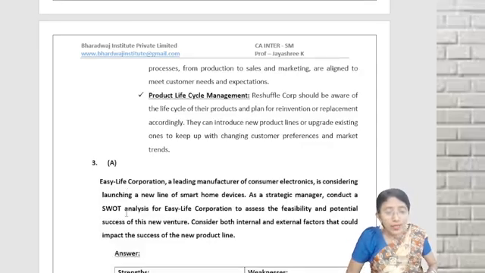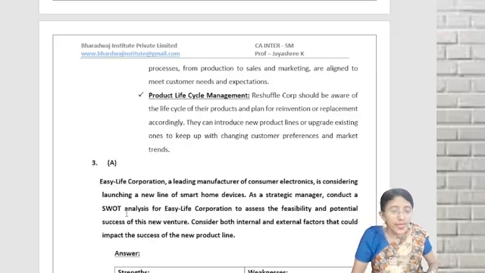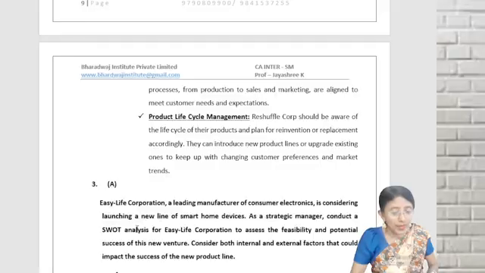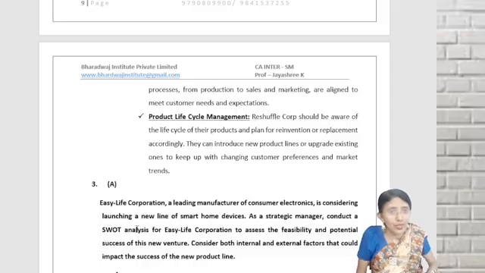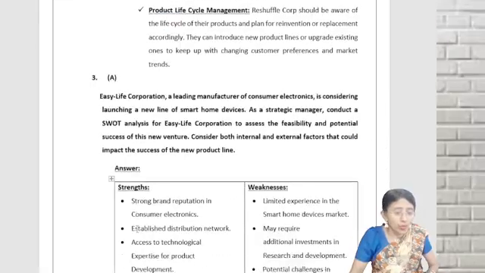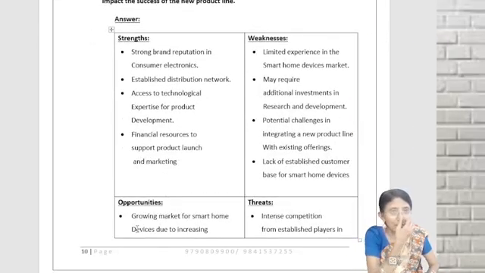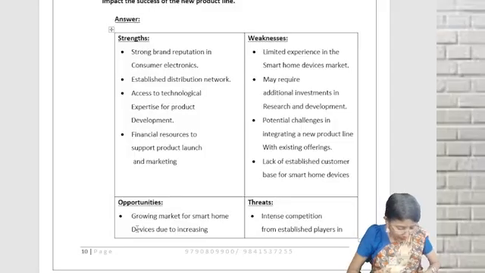Easy Life Corporation, a leading manufacturer of consumer electronics, is considering launching a new line of smart home devices. As a strategic manager, conduct a SWOT analysis for Easy Life Corporation to assess the feasibility and potential success of this new venture. Consider external and internal factors that could impact the success of the new product line. What is it that you're going to do here? SWOT analysis. So make a framework and bring in the merits and demerits. Very good answer. As soon as you saw, you replied. So that kind of question is also there.